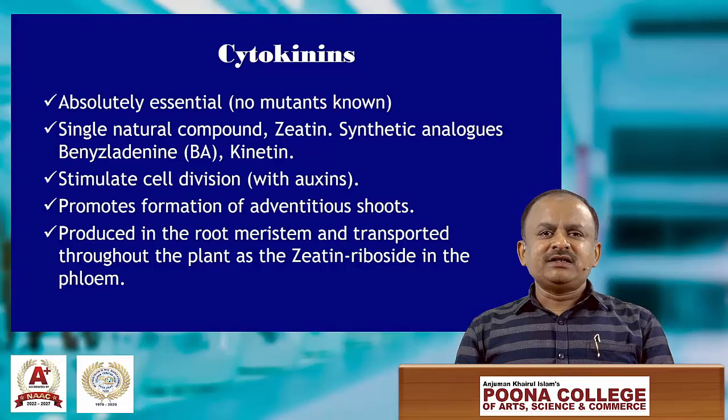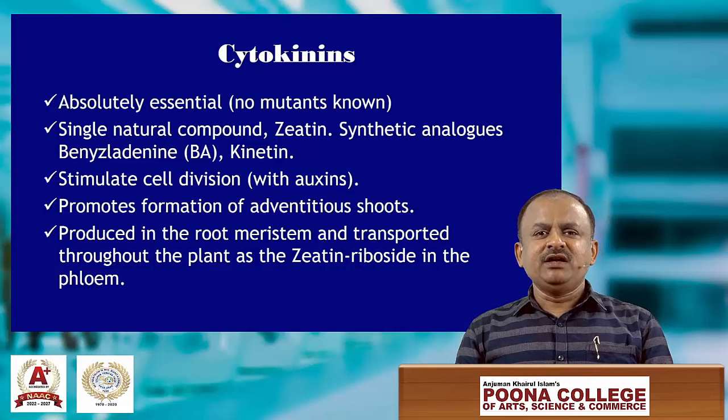The next one is cytokinins. Cytokinin is absolutely essential. Why? Because no mutants are known. There is a single natural compound, zeatin, and synthetic analogues we can use, that is benzyl adenine and kinetin. In addition, cytokinins stimulate cell division, together with auxins which promote formation of adventitious roots. Cytokinin is produced in the root meristem and transported throughout the plant as zeatin riboside in the phloem.